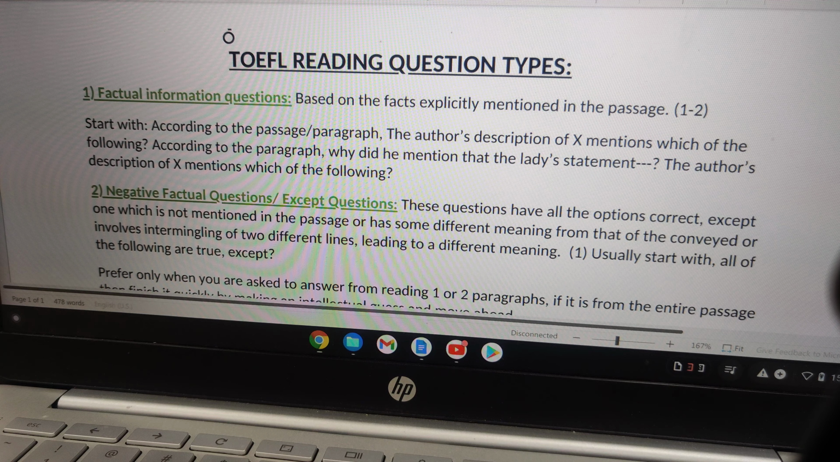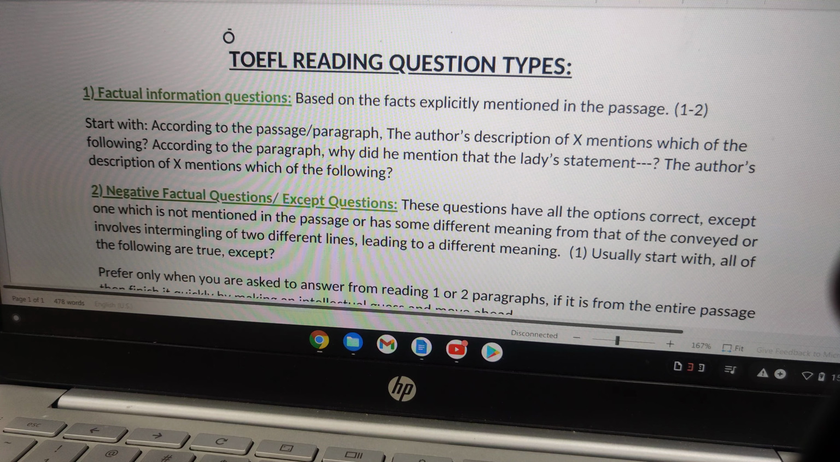How will you understand? Sometimes the meaning of the sentence is changed by using excessive modifiers. What are modifiers? Modifiers are all, none, some, few. Okay, these actually change the meaning of entire sentences. So just keep an eye over these things also. Okay, they usually start with: all of the following are mentioned in the paragraph except.